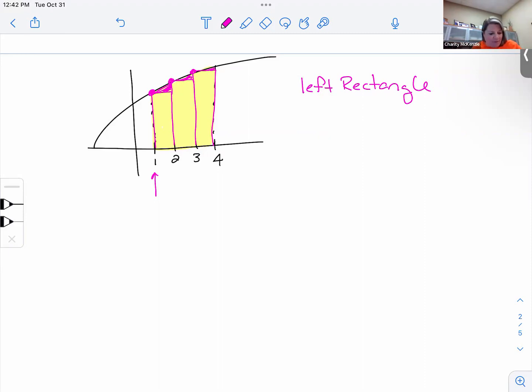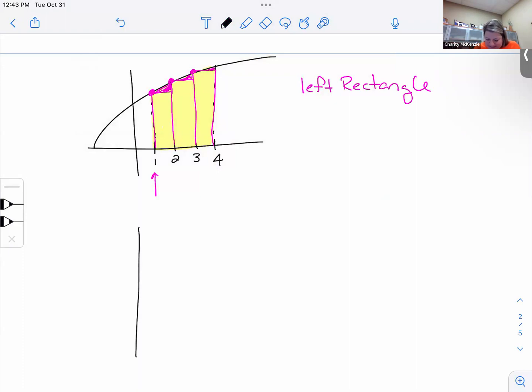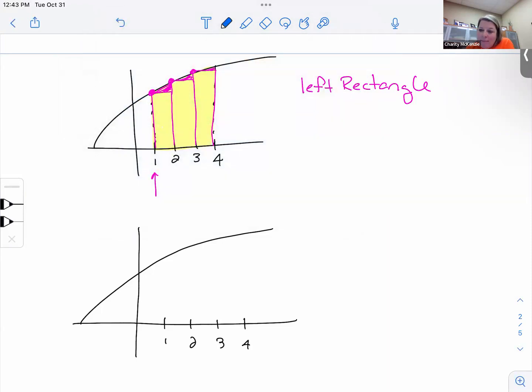We might also have right rectangles. So I am going to draw that same graph, but I don't want it to be messy, so I'm just going to draw it down here. I kind of went like this, and we have 1, 2, 3, 4. And this time for our rectangles, I'll do this one in blue, we're going to go up on the second number. So instead of 1, we're going to go up on the second number and hit that and go over and back down. Can you see why this would be called a right rectangle?